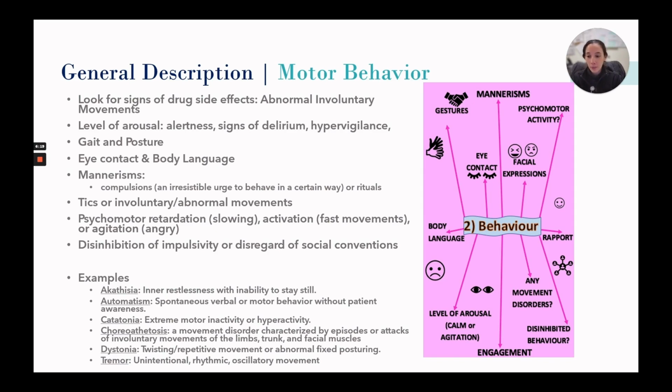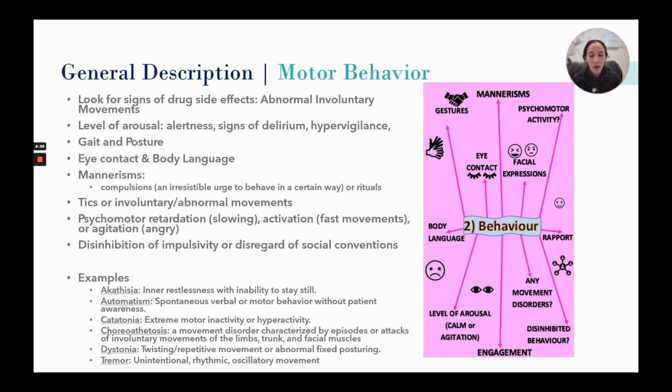So some examples of motor behavior dysfunctions, a common one is called akathisia. This is an inner restlessness with inability to sit still, and this can be a side effect of many antipsychotic drugs. And the patient just really feels like they can't sit still, just this inner restlessness, and that's how they'll describe it. There are all these other descriptions as well: catatonia, extreme motor inactivity or hyperactivity.